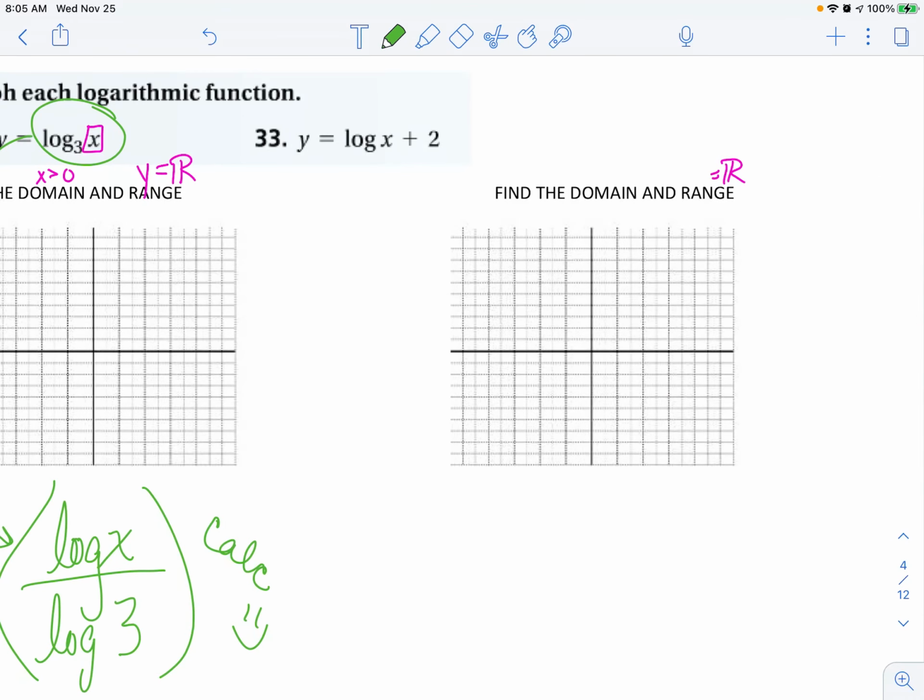Hey Tyler, there's two ways to come up with an XY chart on this one. The first way is just putting it in your calculator since it is a base 10. You can just go to y equals in your calculator and type it in like this.